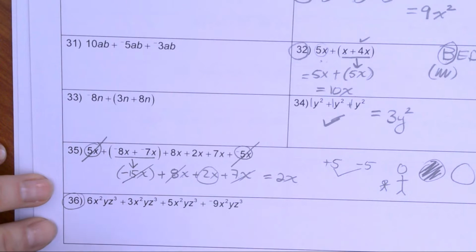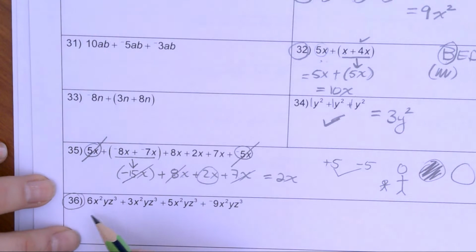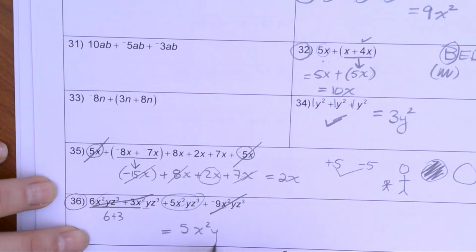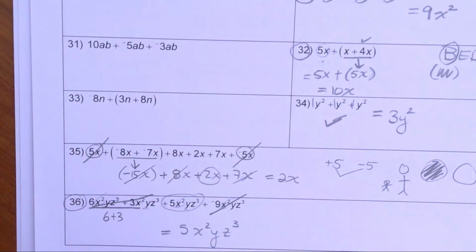So let's look at 36. Do I see opposites? Nope. So I would just check. So that's x squared, x squared, x squared, x squared, y, y, y, y, z to the 3, z to the 3. So they are all like terms, so I can add and subtract them. Oh, but just wait. How much is 6 plus 3? That's 9. That's positive 9 and that's negative 9. So those are opposites. So I can get rid of that and I'm left with just this. So my answer is 5x squared y z to the 3. So sometimes it can make your life easier if you see an opposite. But if you don't, it's okay.